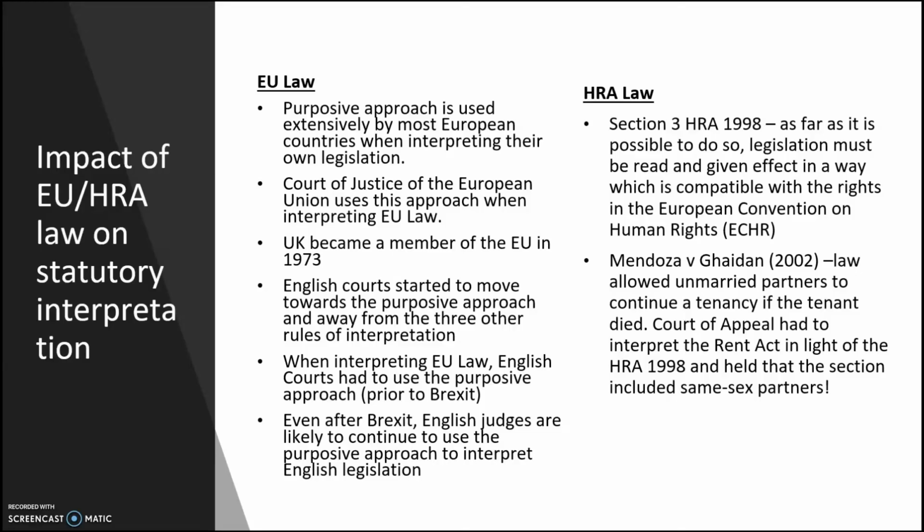In terms of human rights law, Section 3 of the Human Rights Act 1998 says, as far as it's possible to do so, legislation must be read and given effect in a way which is compatible with the rights in the European Convention on Human Rights. So what that basically is saying is, when you're interpreting law, you have to make sure it's compatible with the Human Rights Act. Now, that's not per se binding, so you don't actually have to do it. You can appeal to the European Court of Human Rights, and the British government can actually ignore those rulings if they want to. It doesn't look great, but they can. But generally they don't. Most human rights law is followed.